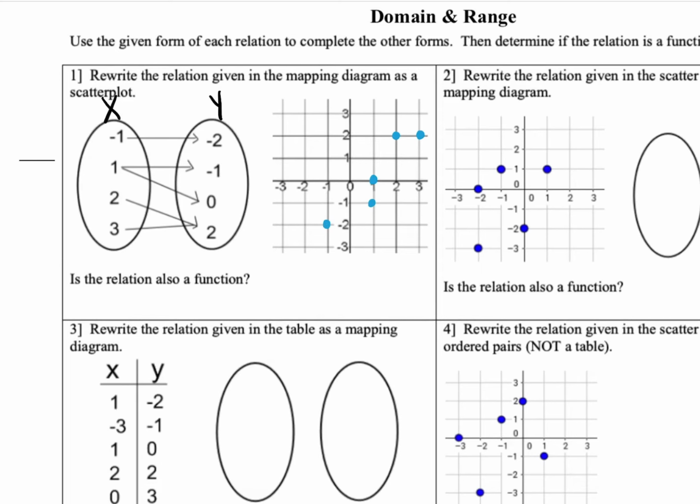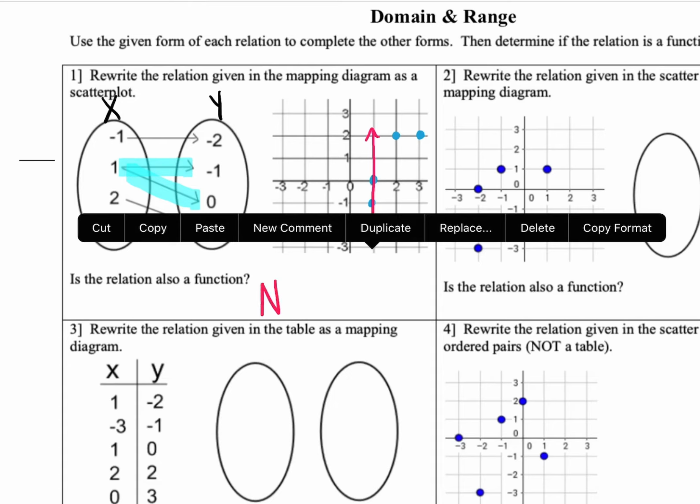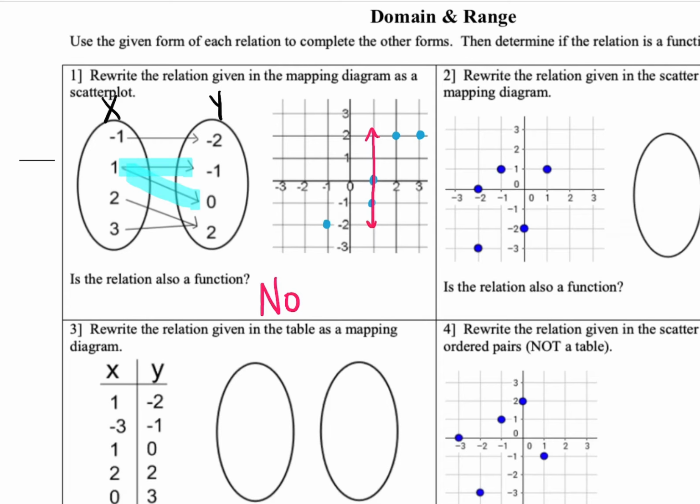Now, is this relation a function? If we look at our graph, we know that 1 goes to -1 and 1 goes to 0. So on our mapping, we see that -1 repeats. On our graph, we can also see that we can draw a vertical line through these points right here, and it would hit it more than once, so it would fail the vertical line test. So this relation is not a function.